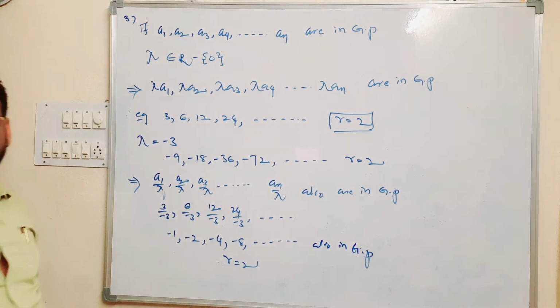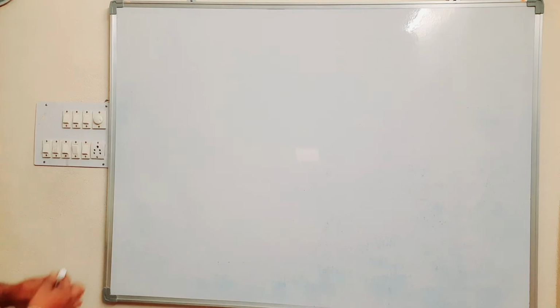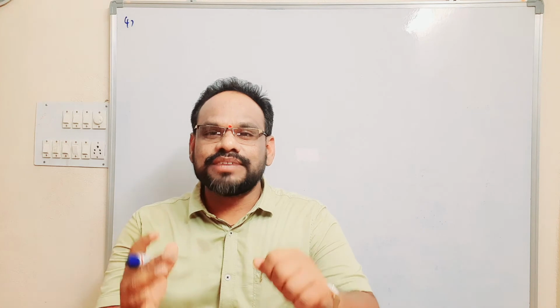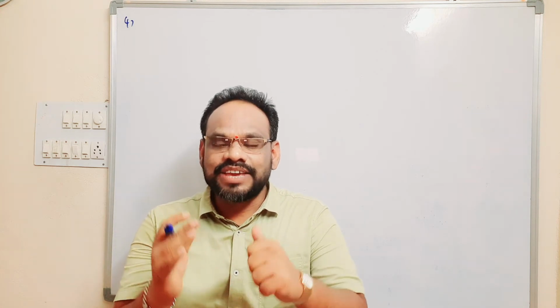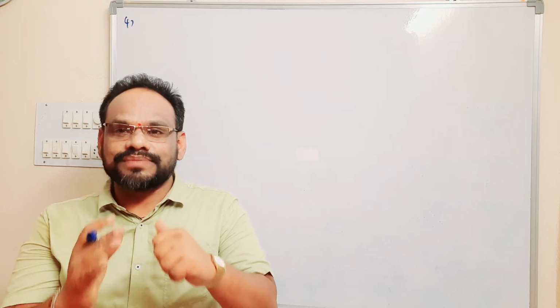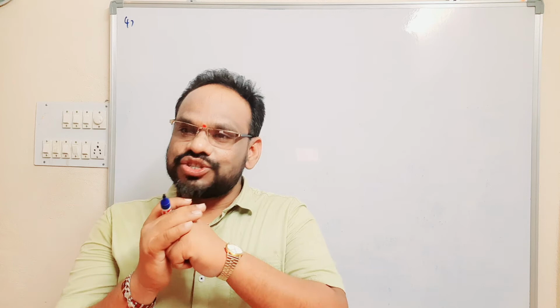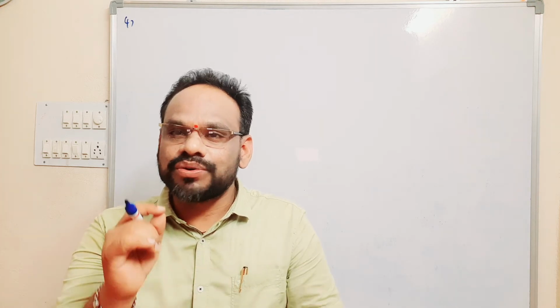Next property is the fourth one. Observe here, the fourth one: the reciprocals of the terms of a given geometric progression with common ratio r also will be a geometric progression with common ratio 1 by r. Observe here, the reciprocals of the terms of a given geometric progression with common ratio r also will be a geometric progression with common ratio 1 by r.